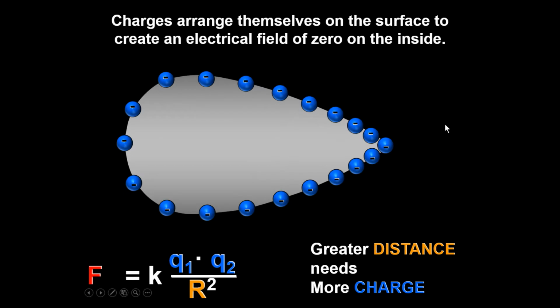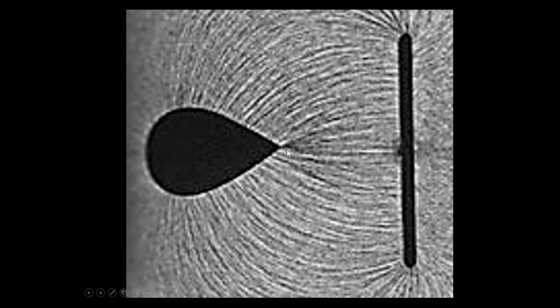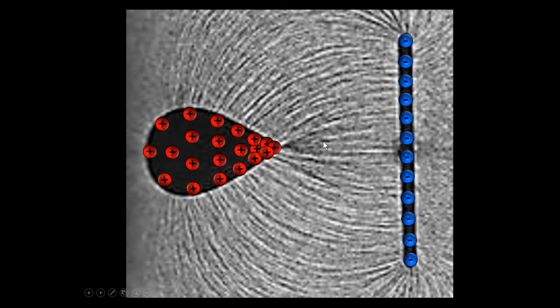And if this was a teardrop shape here, again, greater distance is going to require more charge. But that little charge there has all these charges kind of behind it, and that charge is very likely going to get ejected off like that. So here's a teardrop shape and a plate. This might be the charge distribution that is going to be on those surfaces, but a very, very strong charge here.